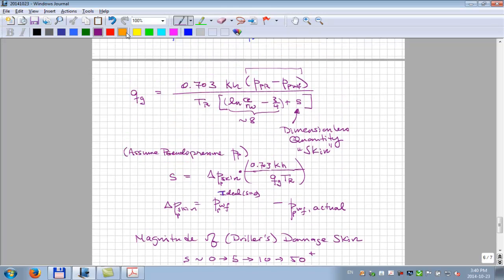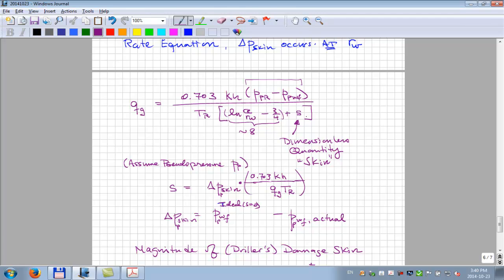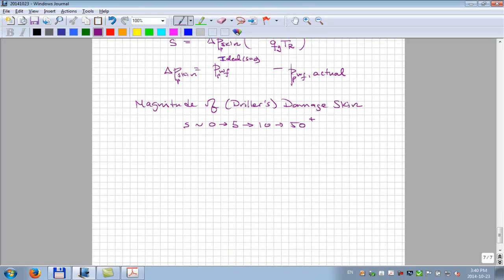So this skin here is an important quantity. And there are many, many different skin effects. At the top of the list, which is the most common, I'll just put it, drillers' damage.